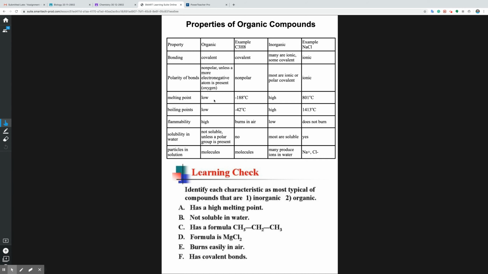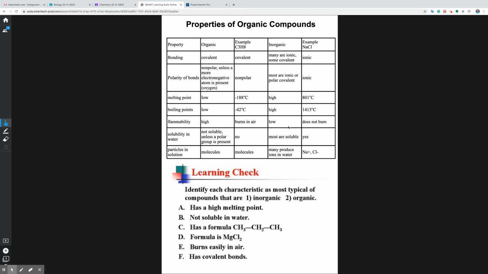Okay, organic compounds have fairly low melting points. So negative 188, compared to sodium chloride, which is 801. Boiling points, again, are low. A lot of organic compounds can even be a gas. This is propane. It's a gas at room temperature. Well, it's a gas anywhere above negative 42. To turn sodium chloride into a gas, you have to heat it up to 1,413 degrees Celsius.